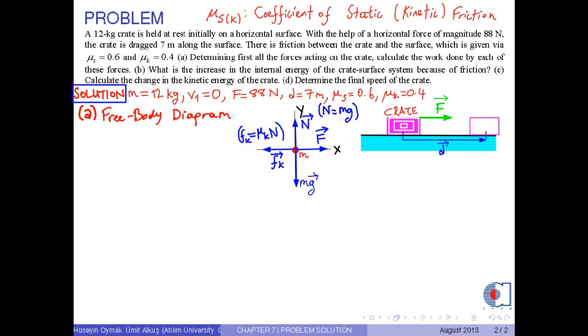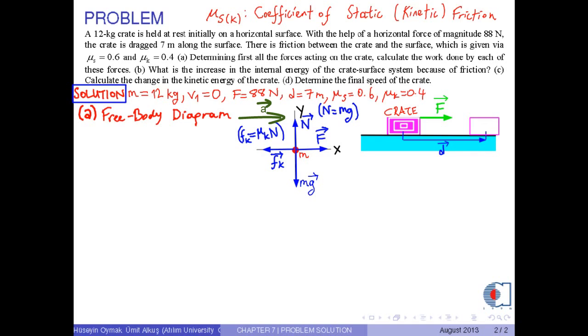As the final step, we draw the acceleration vector to the right, but not on the body, and it is shown by an arrow of different color or different shape. Okay, this is the free body diagram for the crate.